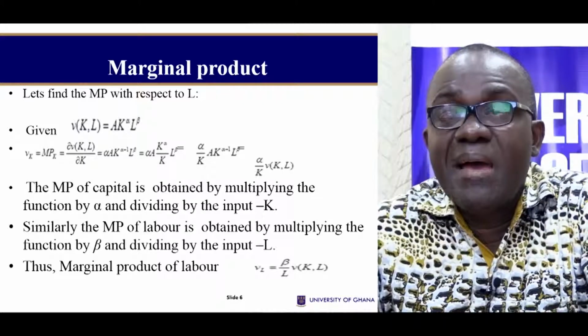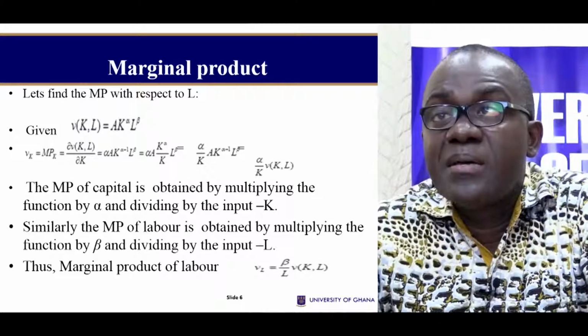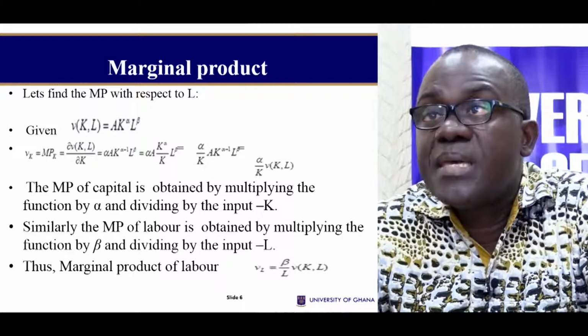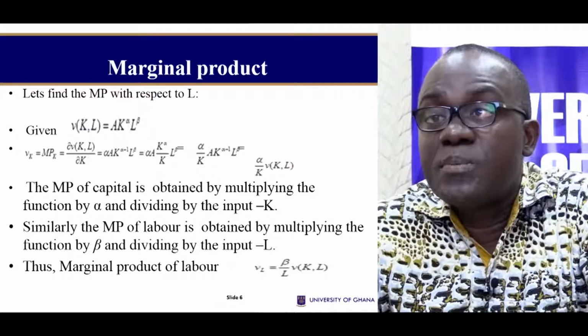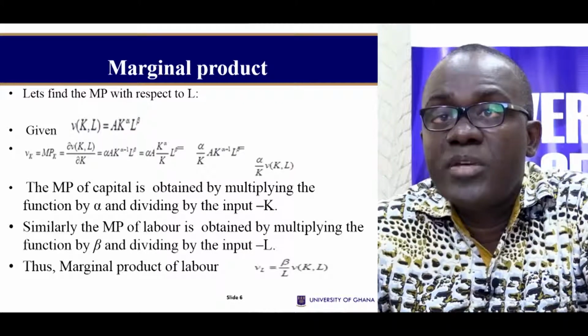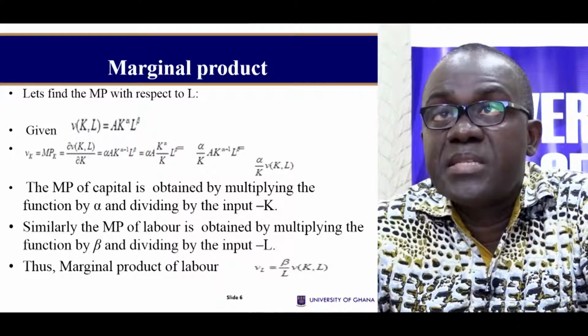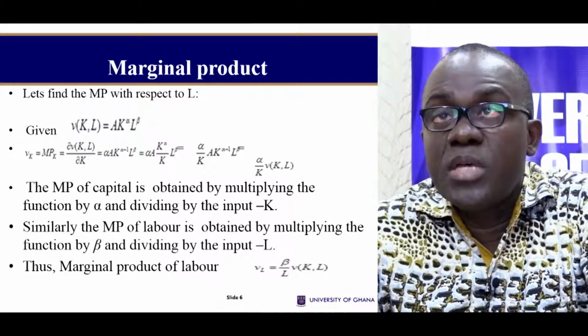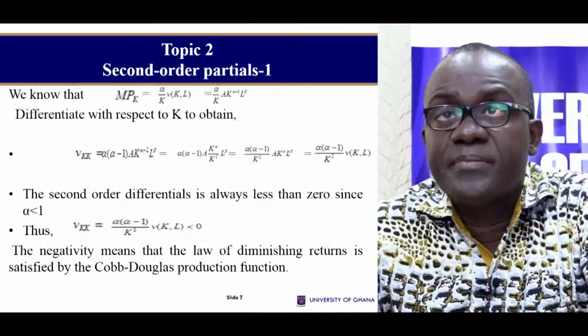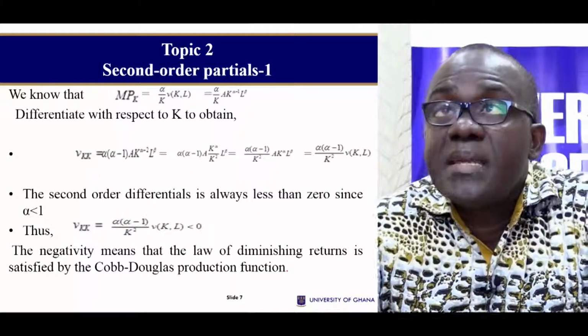Similarly, we can have the marginal product of labor, which can be given as we have over here: the same function, and then beta divided by L. You can convince yourself by differentiating this function with respect to L and doing the usual substitution that we have done over here. Now, the second order derivative.